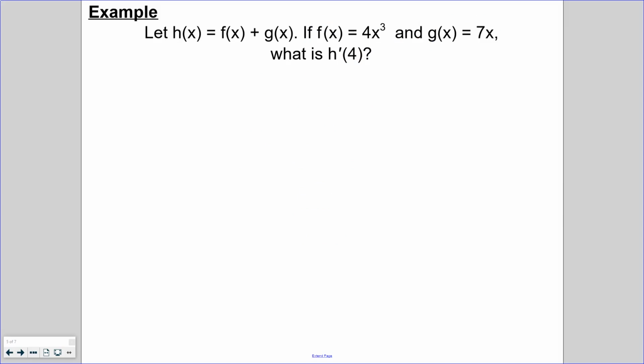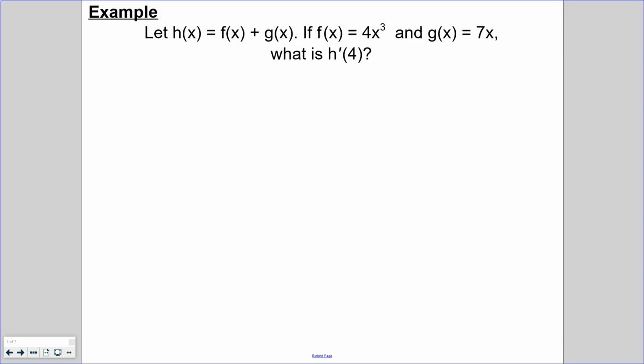All right, this one looks similar but is a little bit different, because here we're going to let h of x equal f of x plus g of x, but now instead of being told what the derivative is, we're just given a function for f of x, which is 4x cubed, and a function for g of x, which is 7x. And we're being asked to find what is h prime of 4.